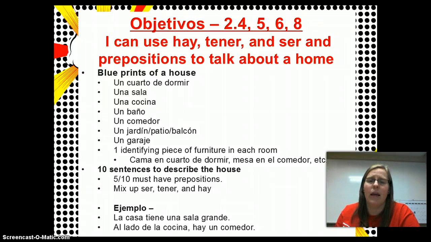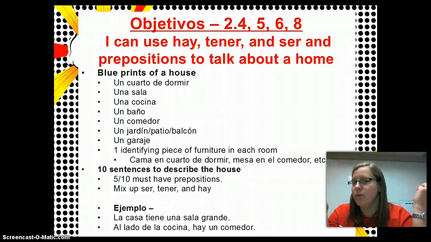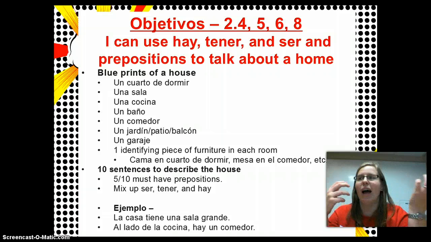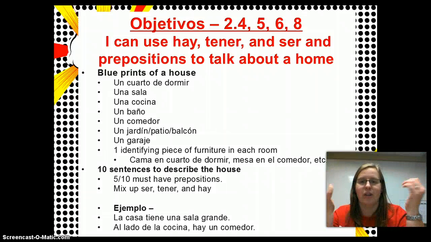What is super important is that whatever sentences you write actually correspond to the house that you drew. If you draw a house and then write sentences that make no sense, then you're not showing me that you can describe a house. And that is the essential question. What is the house like?